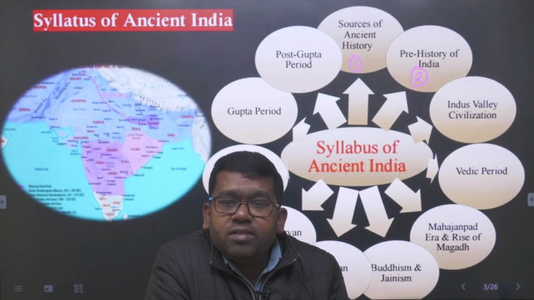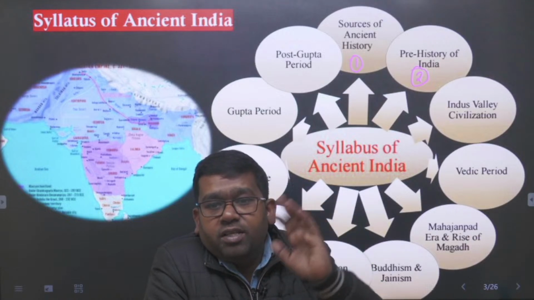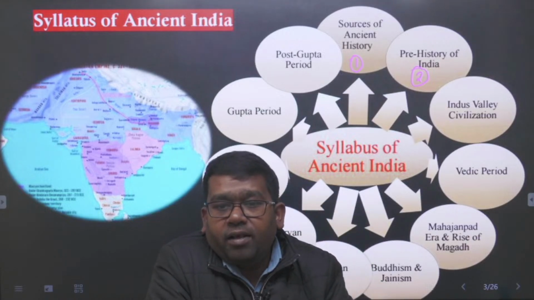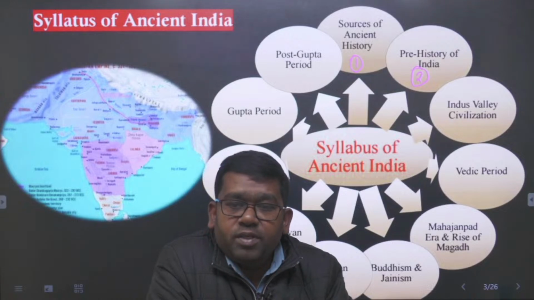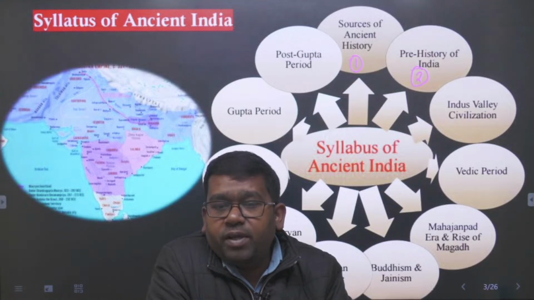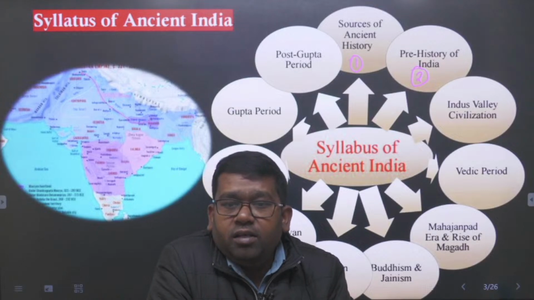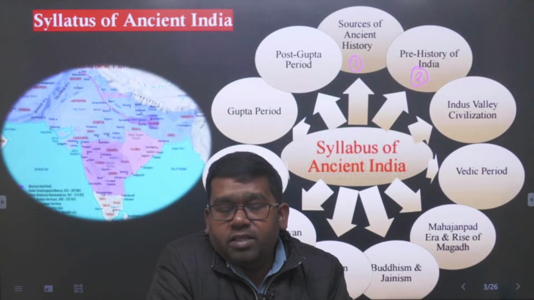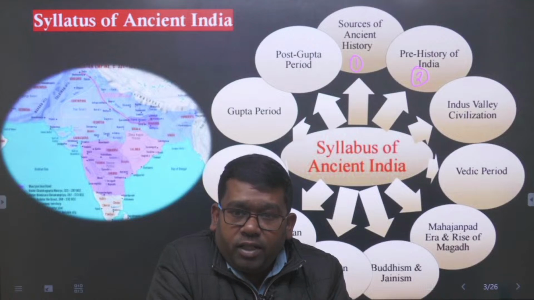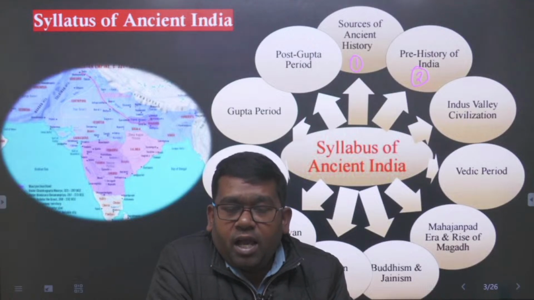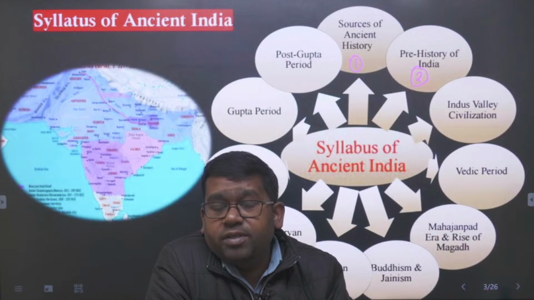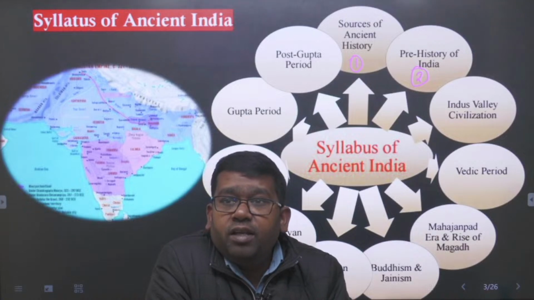The Stone Age starts from 5 lakh BC and comes up to 50,000 BC, then 50,000 BC to 10,000 BC, and then from 10,000 BC we start the Mesolithic period, and finally from 6000 BC we have the Neolithic period, followed by the Chalcolithic and then the Iron Age in 1000 BC. So this is the prehistory of India.